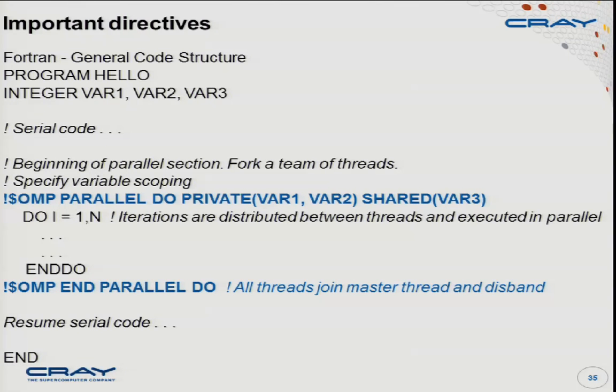Important directives. The most important directive is OMP parallel do with a private clause and a shared clause. It basically says you've got a do loop, you know it's parallel, all the iterations are parallel, so I put a parallel do on it. You're giving it various hints about which variables are private and which are shared. I'm not going to go into when something is private and when it is shared. That's a half-day tutorial by itself. But this is the most common one.